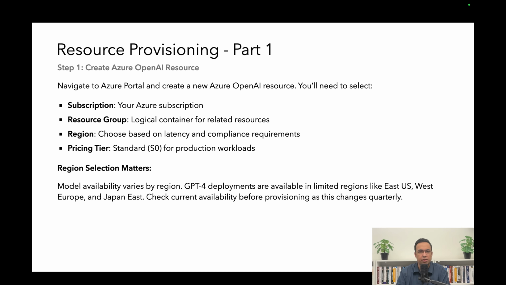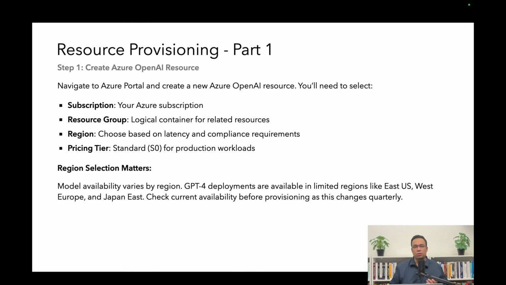The third is region. You should choose this based on the latency and compliance requirements. If your users are primarily in North America, East US or West US would make sense. If you're in Europe, then West Europe or North Europe will make sense. For production workloads, you will use standard, and there is only one pricing tier currently, but it's important to select it correctly during provisioning.